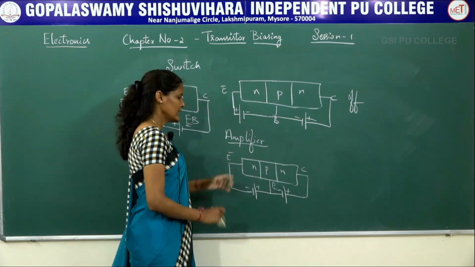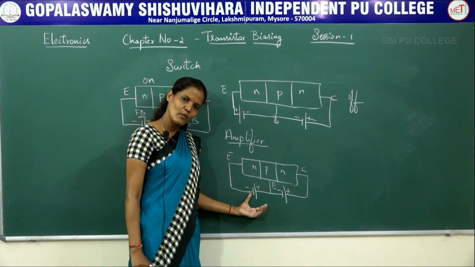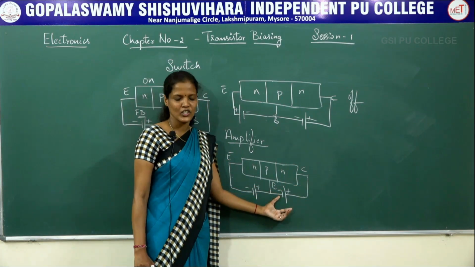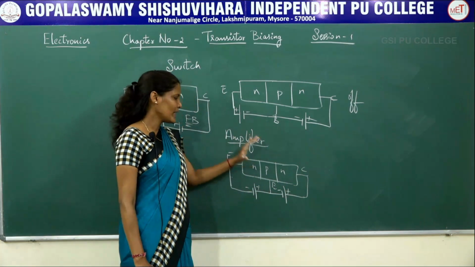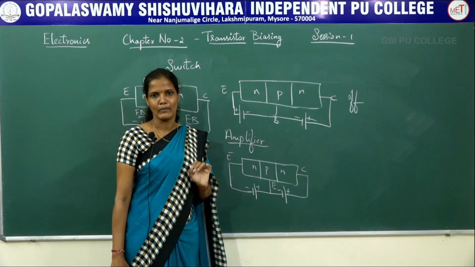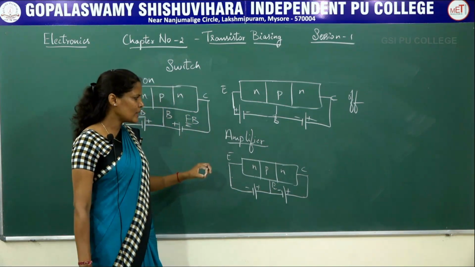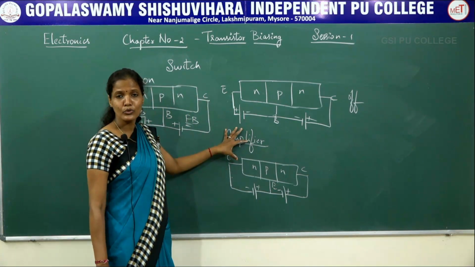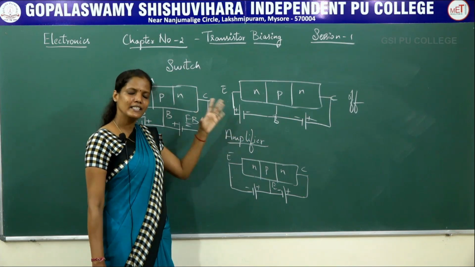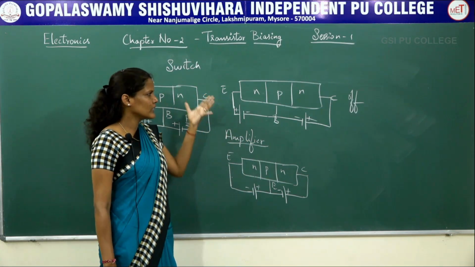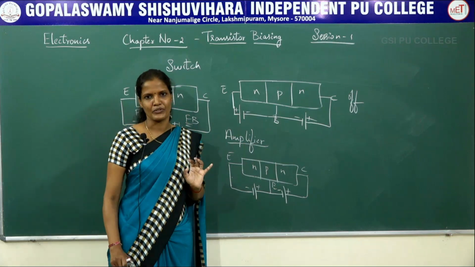Coming to the amplifier, the emitter base junction has to be forward biased, whereas the collector base junction must be reverse biased to make our transistor work as an amplifier. So this is all about the major applications. How the transistor will be used as an amplifier, we will see in detail in the next chapter. So this is all about the basics of applications.